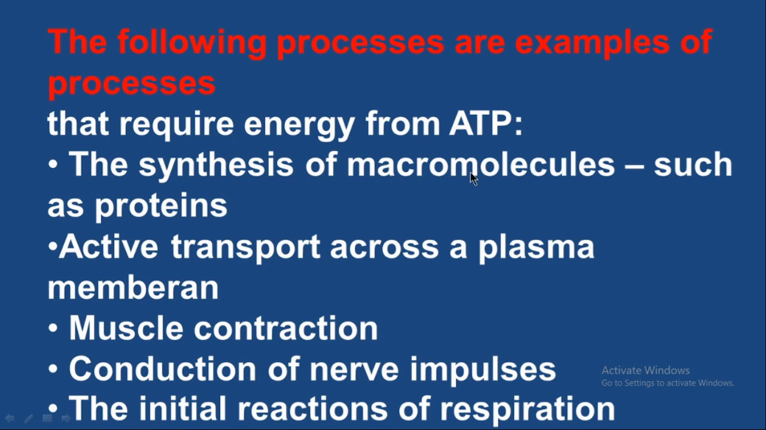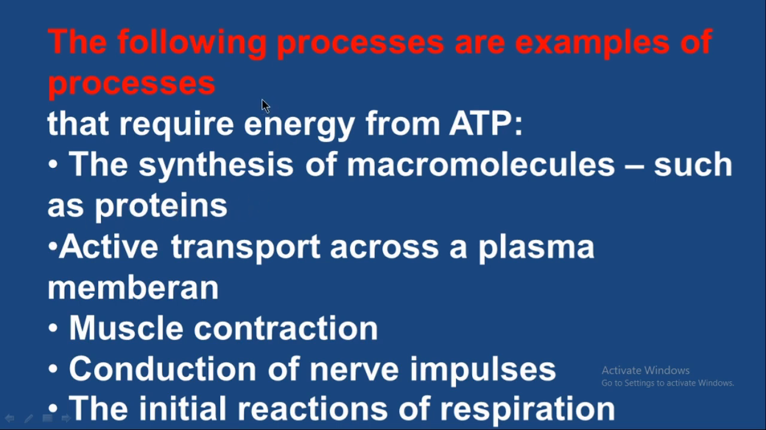So macromolecules, large molecules, are made from small molecules. Macromolecules are made from monomers. So the joining of monomers to form polymers requires an input of energy that is obtained from ATP molecules.